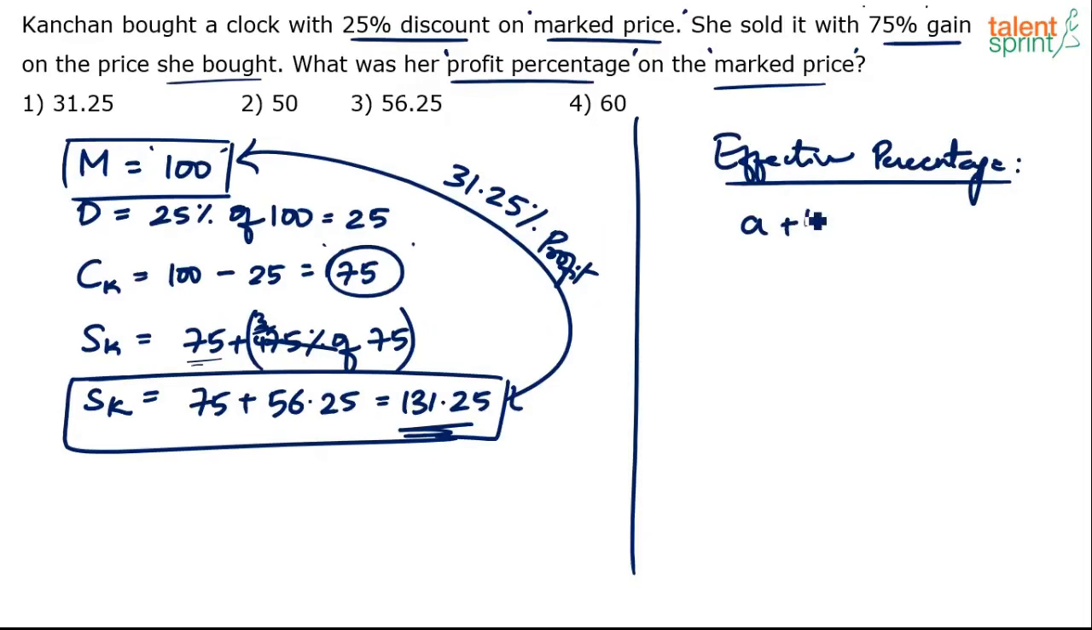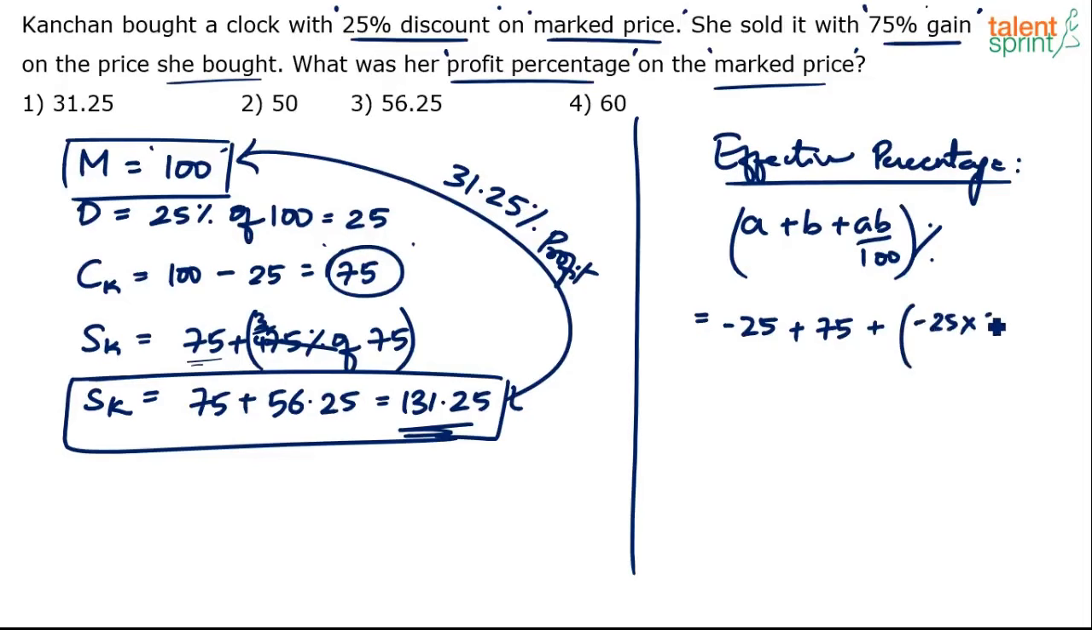What is effective percentage? A plus B plus AB by 100, where A and B are 2 percentages given to you. Now A in our case is the 25% discount and B is 75% gain. So 25% discount means A is minus 25, and 75% gain is plus 75. Remember, discount should always be taken with the negative sign. It is reducing the value, right? So take minus 25. 75% gain implies increment in the value, so plus 75. So minus 25 plus 75 plus minus 25 into plus 75 divided by 100.